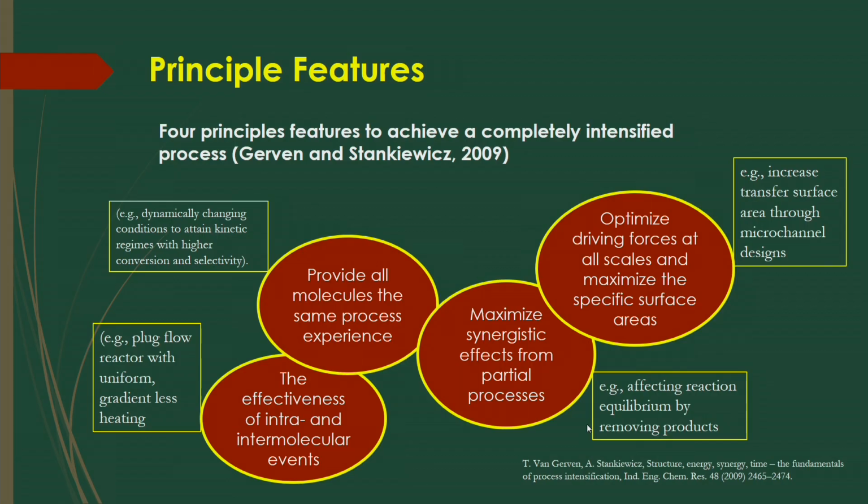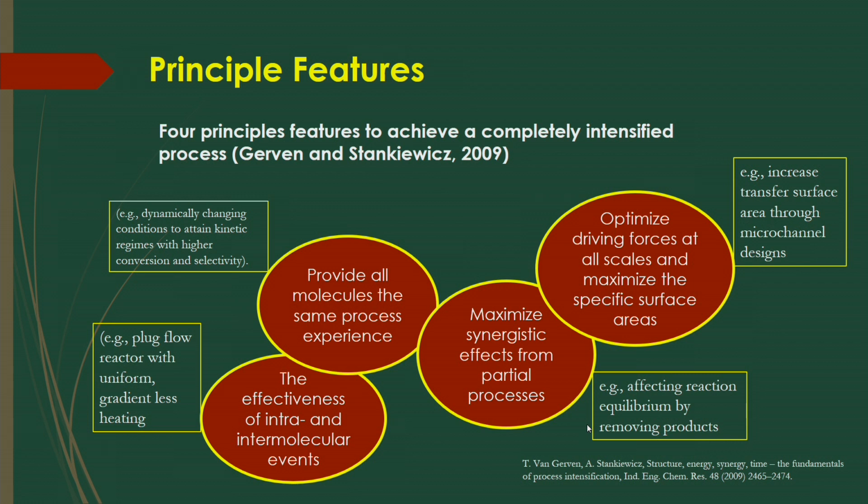In the previous lecture, we discussed the brief history of process intensification, as well as some features. Here we will discuss more about those features and also some examples according to the different types of features. Generally, four principal features are followed to achieve a completely intensified process, as per Garvin and Stankiewicz 2009.